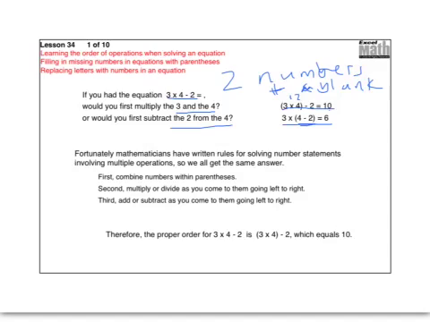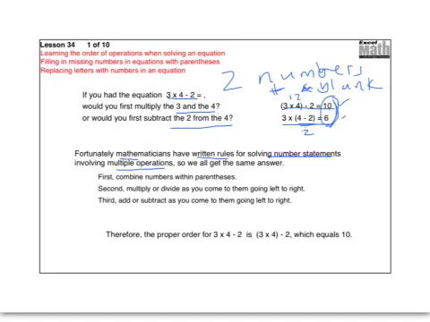If I do the subtraction part first, 4 minus 2, then I would get 2, and 3 times 2 is 6. You can see I get two completely different numbers for an answer depending on the order that I do that in. Well, mathematicians have written rules for solving number statements so we don't end up with two different answers, one kid getting this one and one kid getting that one. There are some rules that you have to follow when you're doing multiple operations. In other words, when you're adding, subtracting, multiplying, dividing.